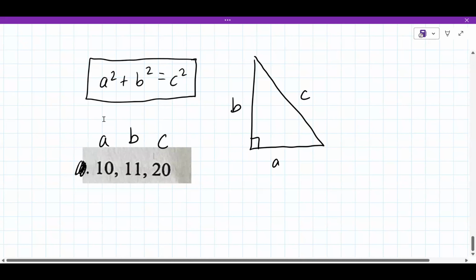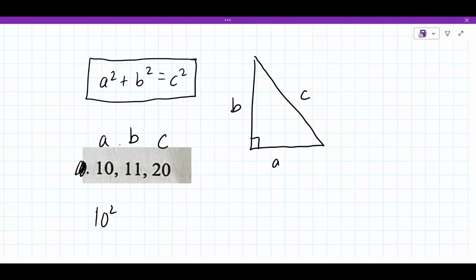Well, no, you're just adding. Oh, sorry. Is 10 squared plus 11 squared equal to about 20 squared? No. Okay.